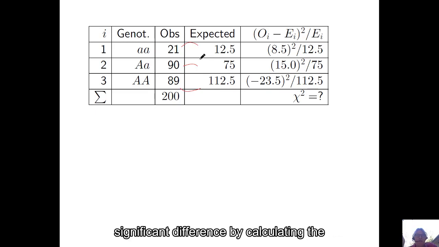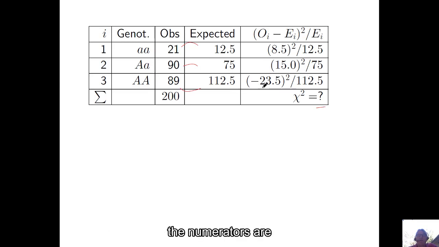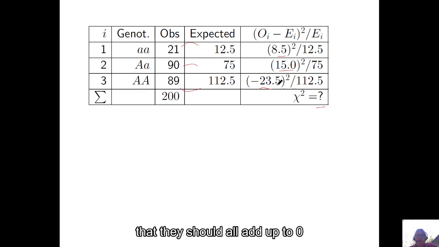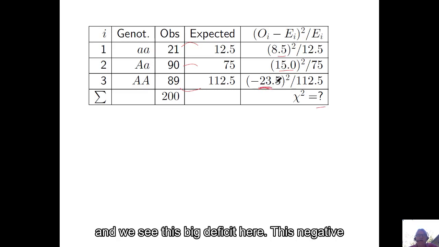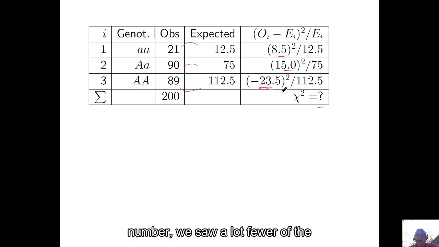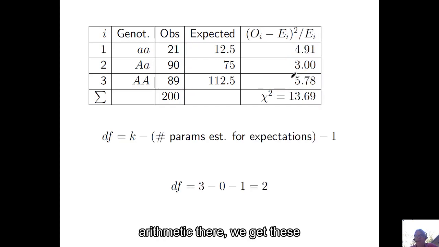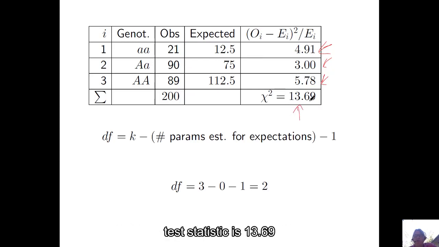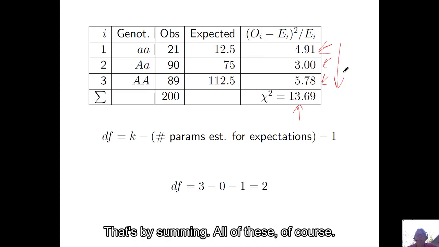We can see if that's a significant difference by calculating the chi-square test statistic, right? Remember that the numerators are the deviations squared. Before we square them, we can see that they should all add up to 0, and we see this big deficit here, this negative number. We saw a lot fewer of the big A homozygotes than we expected. So when we plug through the arithmetic there, we get these chi-squared terms, and they're all pretty substantial, quite a bit bigger than 1. And the total chi-square test statistic is 13.69. That's by summing all of these, of course.